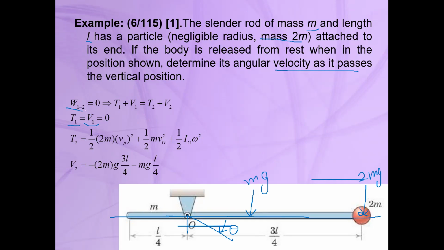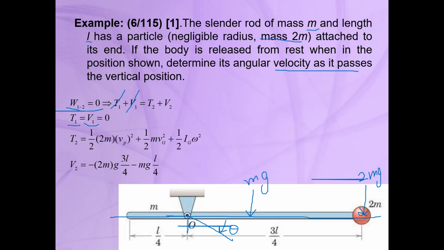The work done by the external forces is again 0 because there is no external force here. We only have the weight and the reaction at point O, which are internal reactions. So T1, V1, and W sub 1 to 2 are equal to 0. We only have the kinetic energy and the potential energy in the final position.